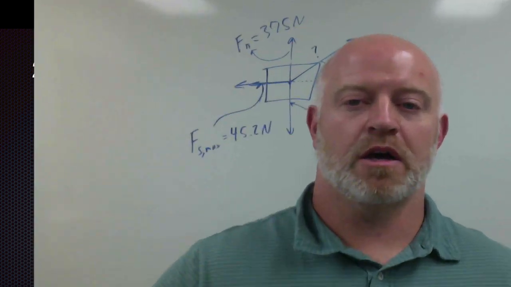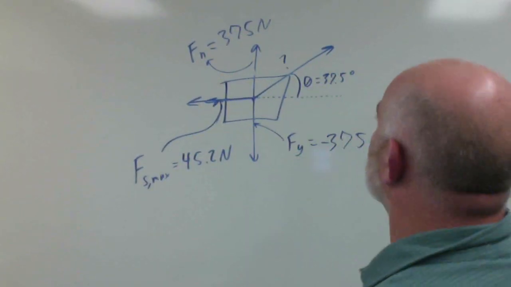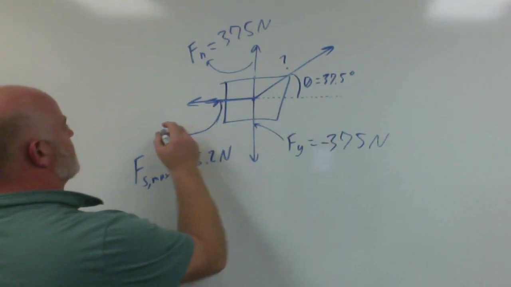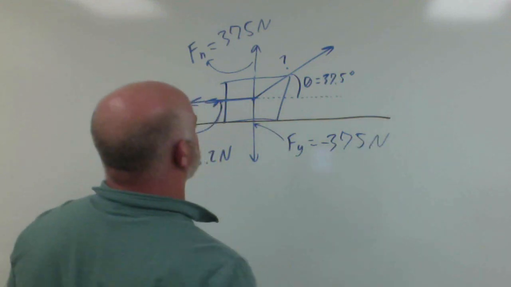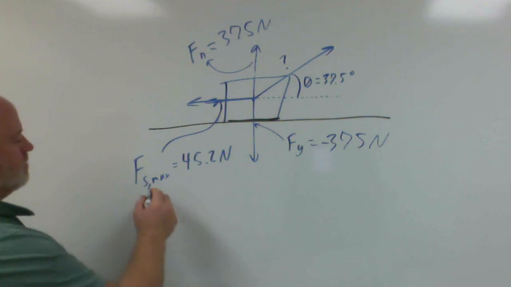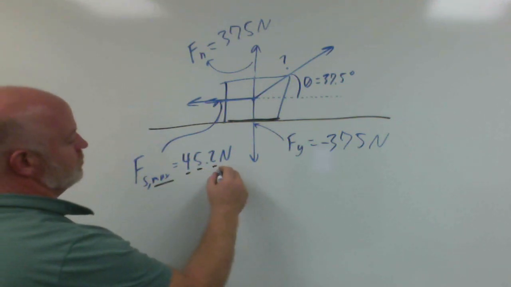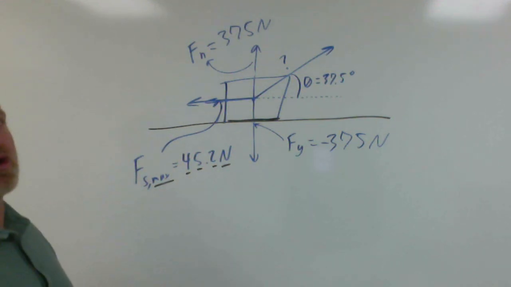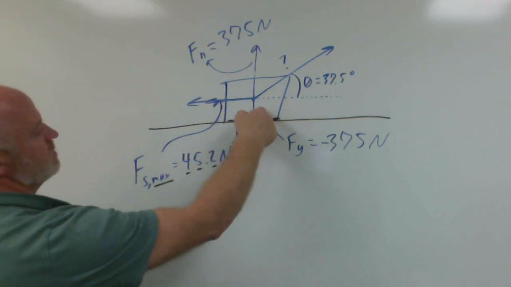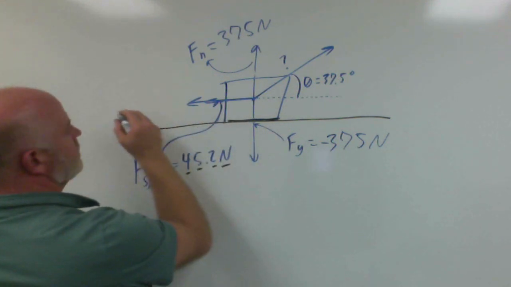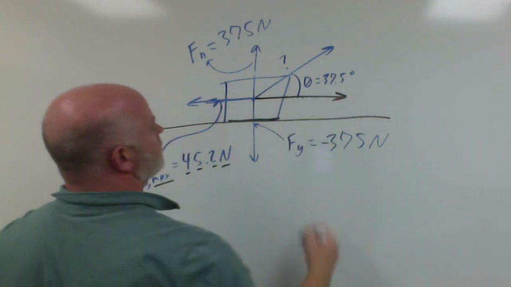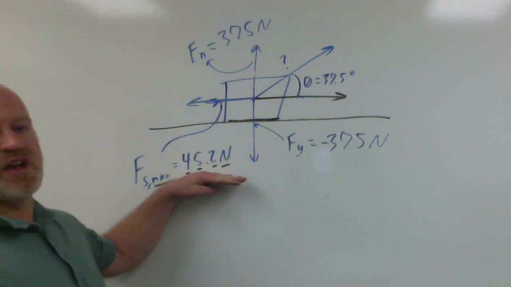Now, on the board, I have a problem for us. We have a block, and let's assume that block is sitting on some sort of surface. The surface to block friction at a maximum is 45.2 newtons to get it to move. So we have to overcome 45.2 newtons on our block to allow it to start to move if we're trying to pull it in this direction. We want it to go this direction, but we need to be able to apply 45.2 newtons.